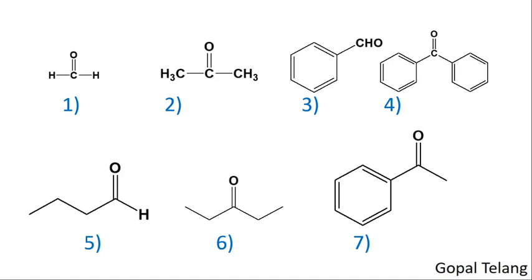Now there are some examples on your screen. Pause the video and check which will react with Tollens reagent. These are the answers. 1, 3, 5 are aldehydes, react with Tollens reagent and form a silver mirror. The remaining are ketones and will not react with Tollens reagent.